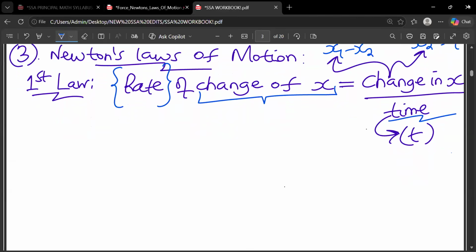Now, what is that momentum? What is that momentum? Write for me the formula of momentum in the chart.